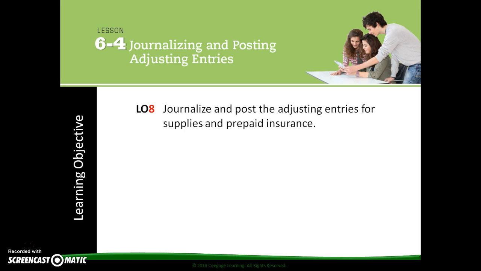There's no document that's associated with adjusting entries, so we don't even have to put a document number because we're getting that information right off of our worksheet. One thing you definitely want to keep in mind is that we have to post these entries in the general journal before we can put them on each individual ledger account. So let's have a look at Lesson 4 in Chapter 6. Journalize and post the adjusting entries for supplies and prepaid insurance.